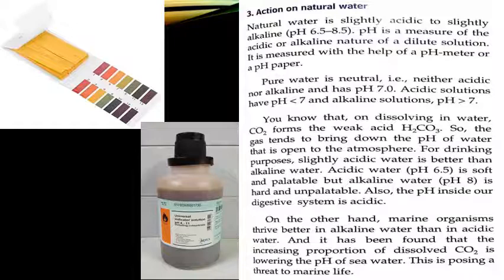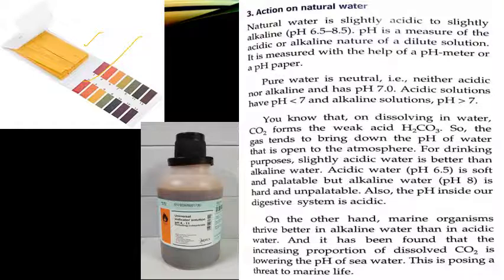So it is measured with the help of a pH meter or a pH paper. For your reference, an image has been attached of a pH paper. You can see these strips of pH paper which we put in the dilute solution, and it shows a color change from which we can see whether it is an acidic or an alkaline solution. Pure water is neutral, that is neither acidic nor alkaline, and has pH 7.0.